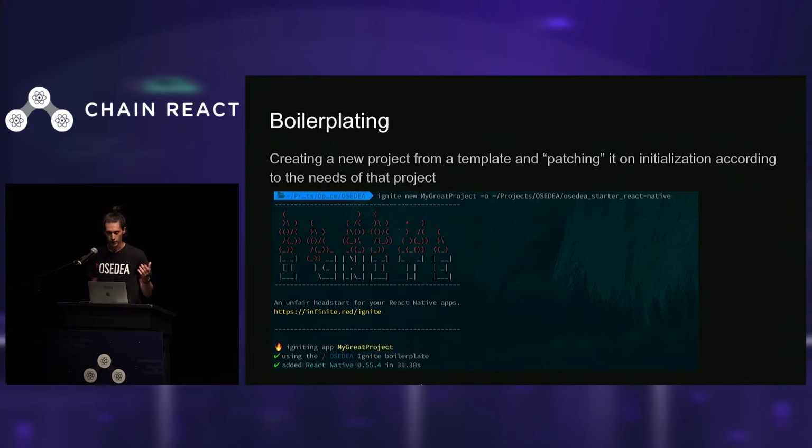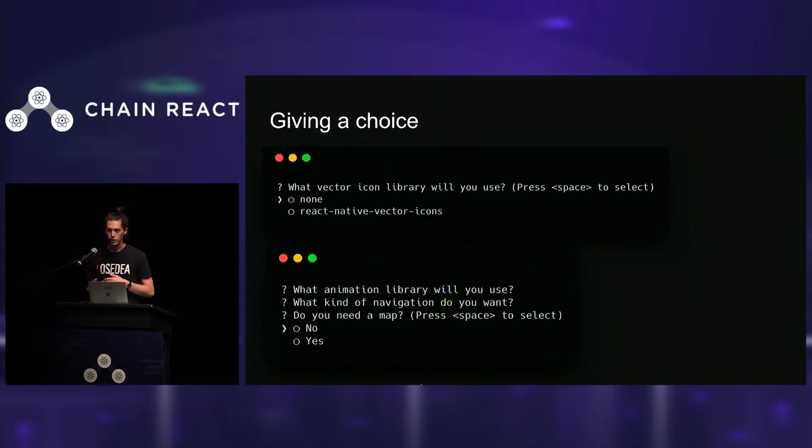Using Ignite is going to allow you to create a project from scratch, like with a new React Native project, and adding stuff to it, so patching it on initialization, also according to the needs of your project. What I mean by according to the needs of your projects is that an Ignite boilerplate is great because it's going to give you a choice.